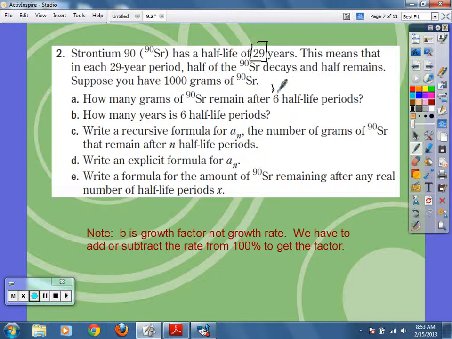Okay, so this I'm going to actually plug in for x. My formula is going to be y equals 1,000, that's the initial condition, times 1/2 or 0.5 to the x. 6 half-lives. I'm plugging half-lives in, so this is good. 0.5 to the 6, and take that times 1,000. And I get 15.625.